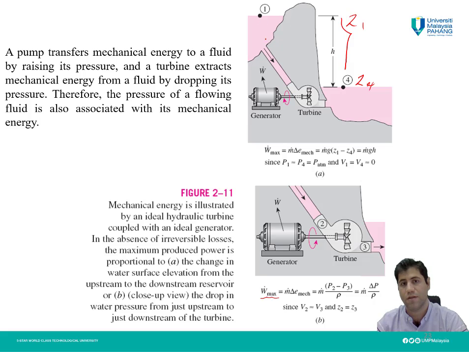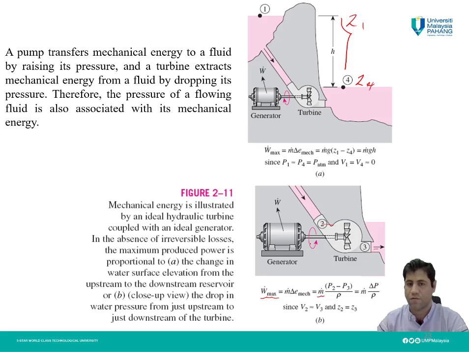From here it is flowing to the downside, but up to here is the edge. Then also in the turbine we have another change in elevation, or simply we can write like this: W dot max equal to m dot delta E mechanical, the change in the total mechanical energy of the system.